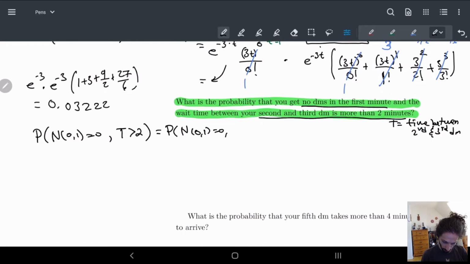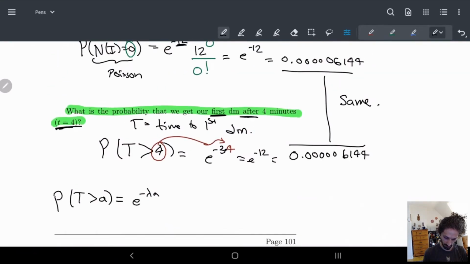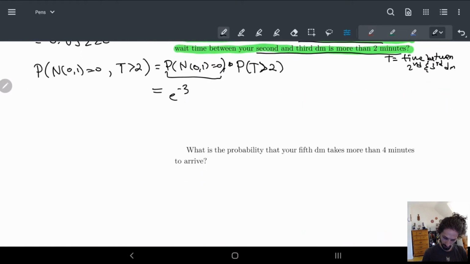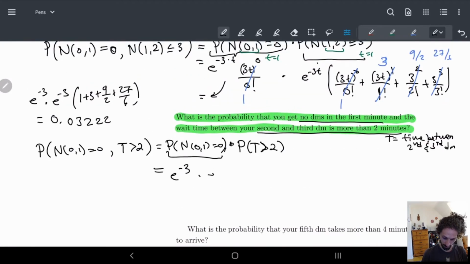So basically what we end up having is this times the probability that t is greater than or equal to 2. This one we've done a few times, and we already know that this is equal to e to the -3 times 2. Oh wait, no, this is wrong. So it should be e to the -6 times e to the -3 times 2, so it's e to the -6, which means my number on here is wrong.